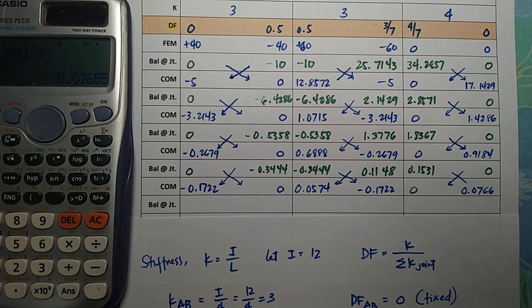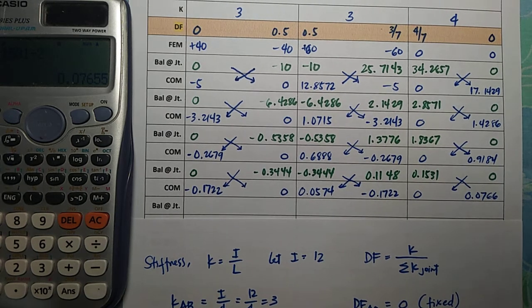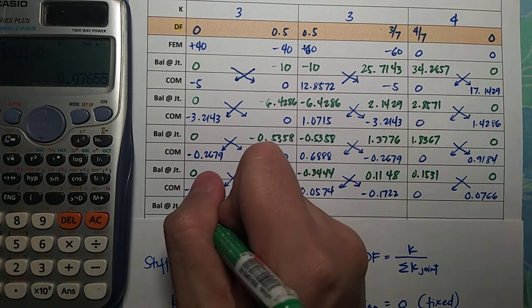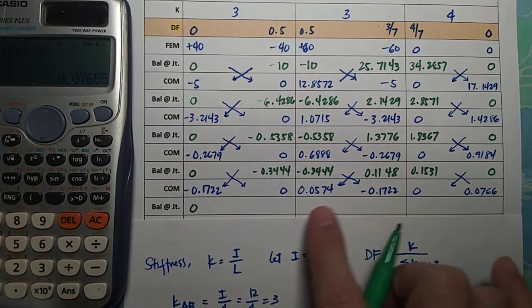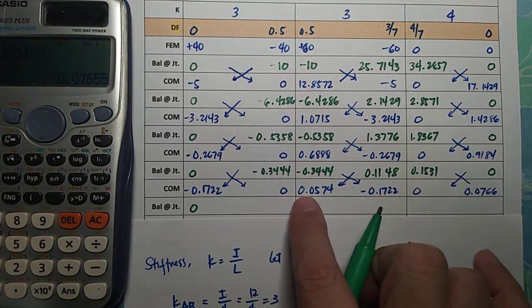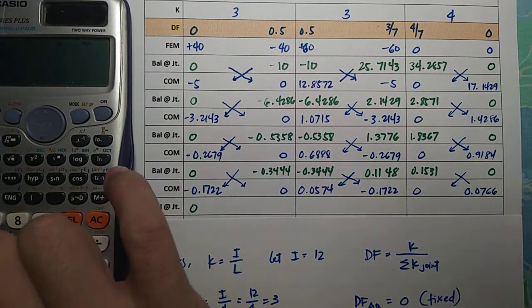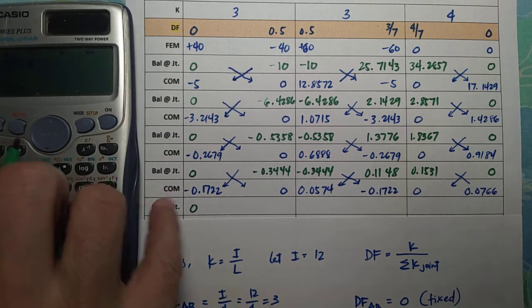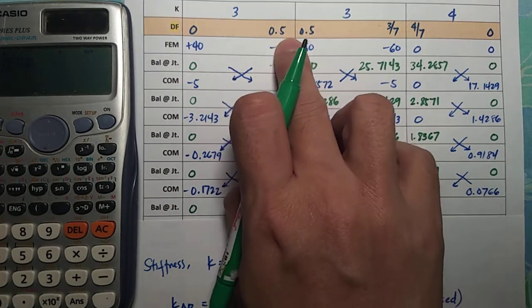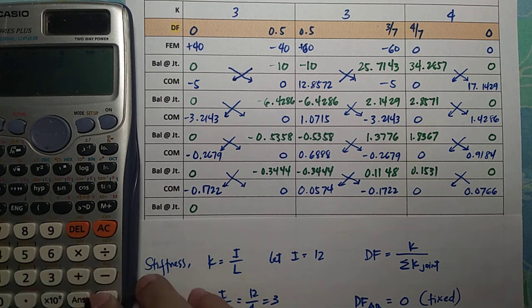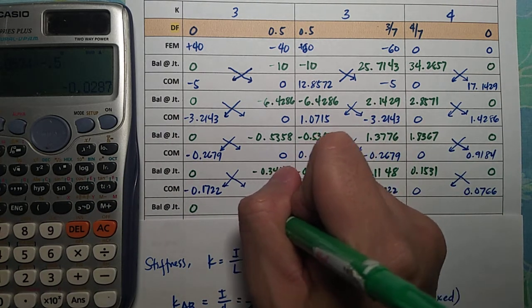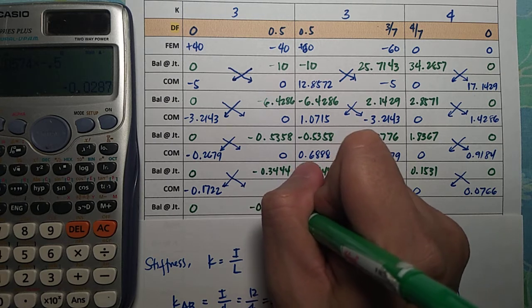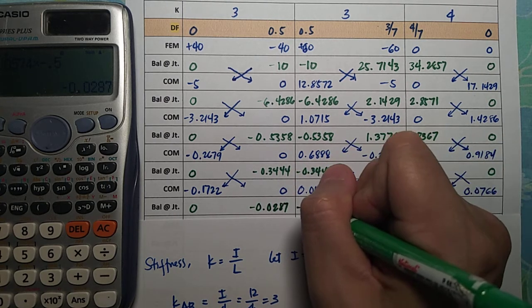Okay, so balance ulit tayo. Balance at a joint. So, 0 ulit dito. Negative 0.17 times the negative of 0. So, 0. Dito, ang balance moment natin dito is 0 tsaka 0.0574. Times the negative of DF, times the negative of DF. So, we got 0.0287. Same dito rin.